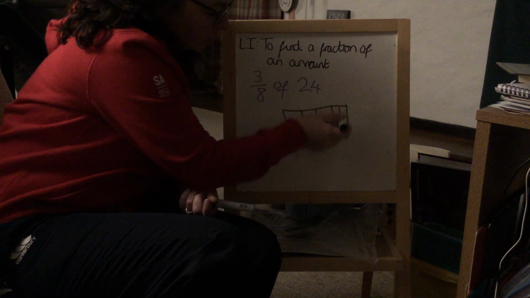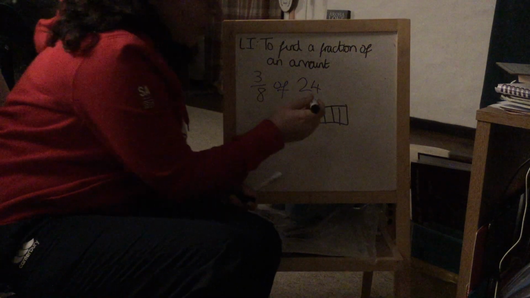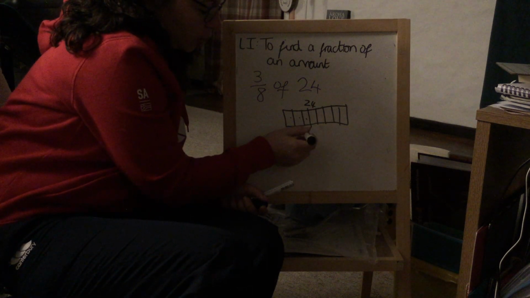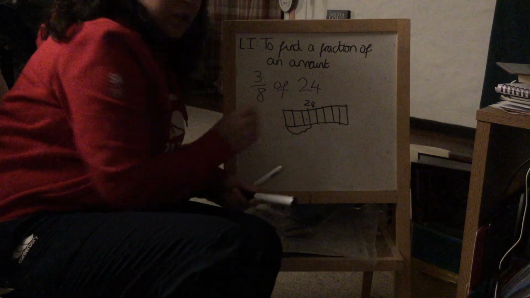That's into 4. That'll be into 8. Okay, so our bar is worth 24, and we're going to find 3 parts. Before we can do that, we need to know what the value of one part is.